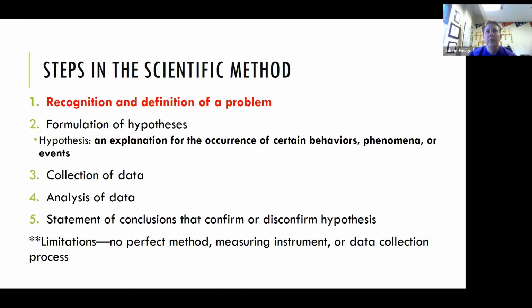So when you think about the scientific method, and this is probably something you talked about back in elementary school when maybe you did a science project, in the 5 different stages, the first stage is always recognition and definition of a problem, and that's kind of where we're at right now. You can see those other stages.